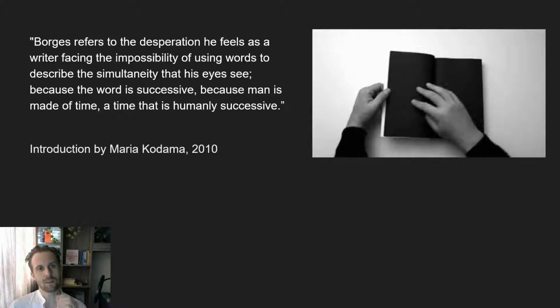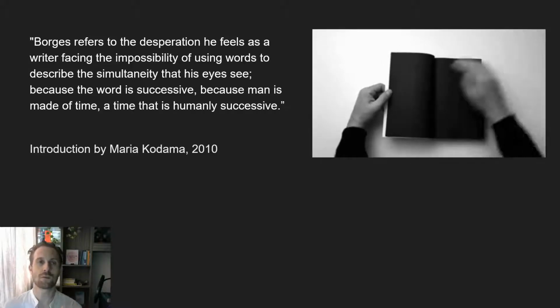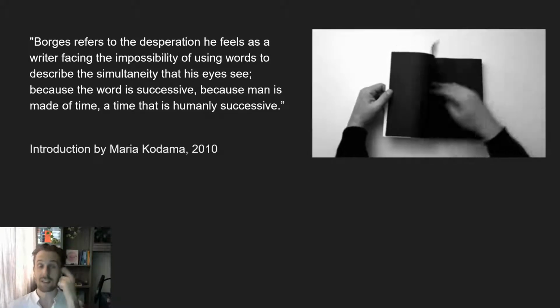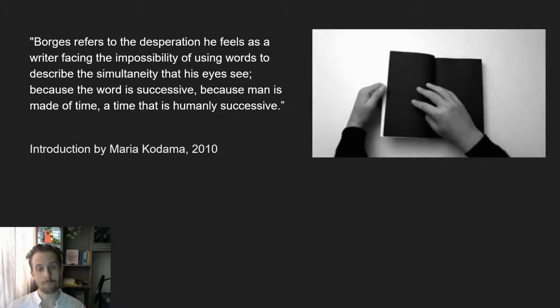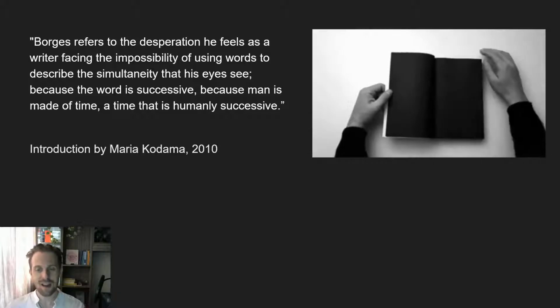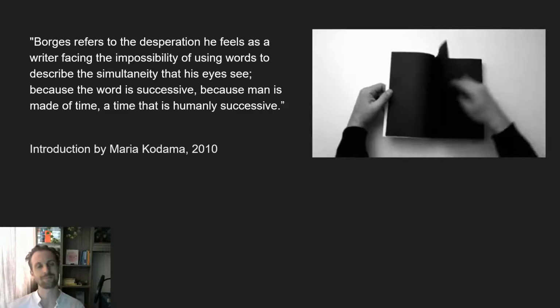Kodama writes, Borges refers to the desperation he feels as a writer facing the impossibility of using words to describe simultaneously what his eyes see, because the word is successive, but because man is made of time and time is humanly successive. Okay, so let's think about this for a second.